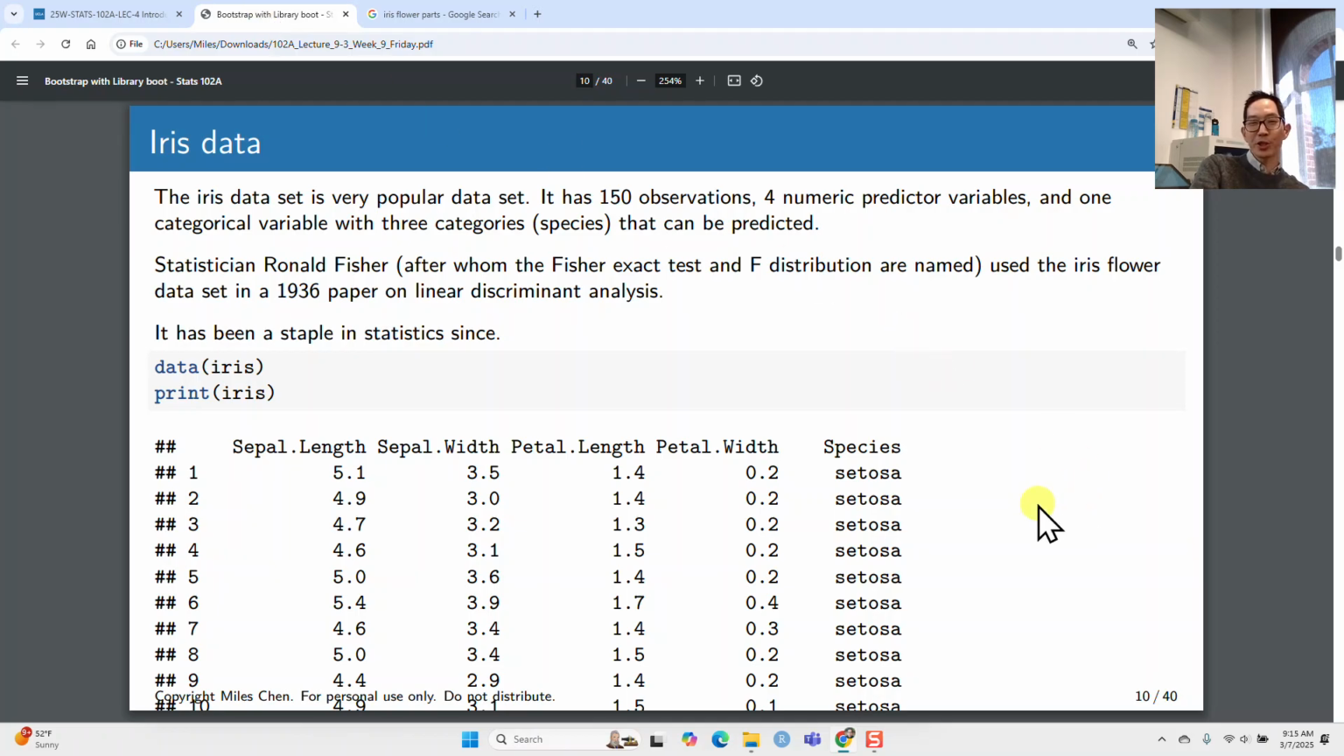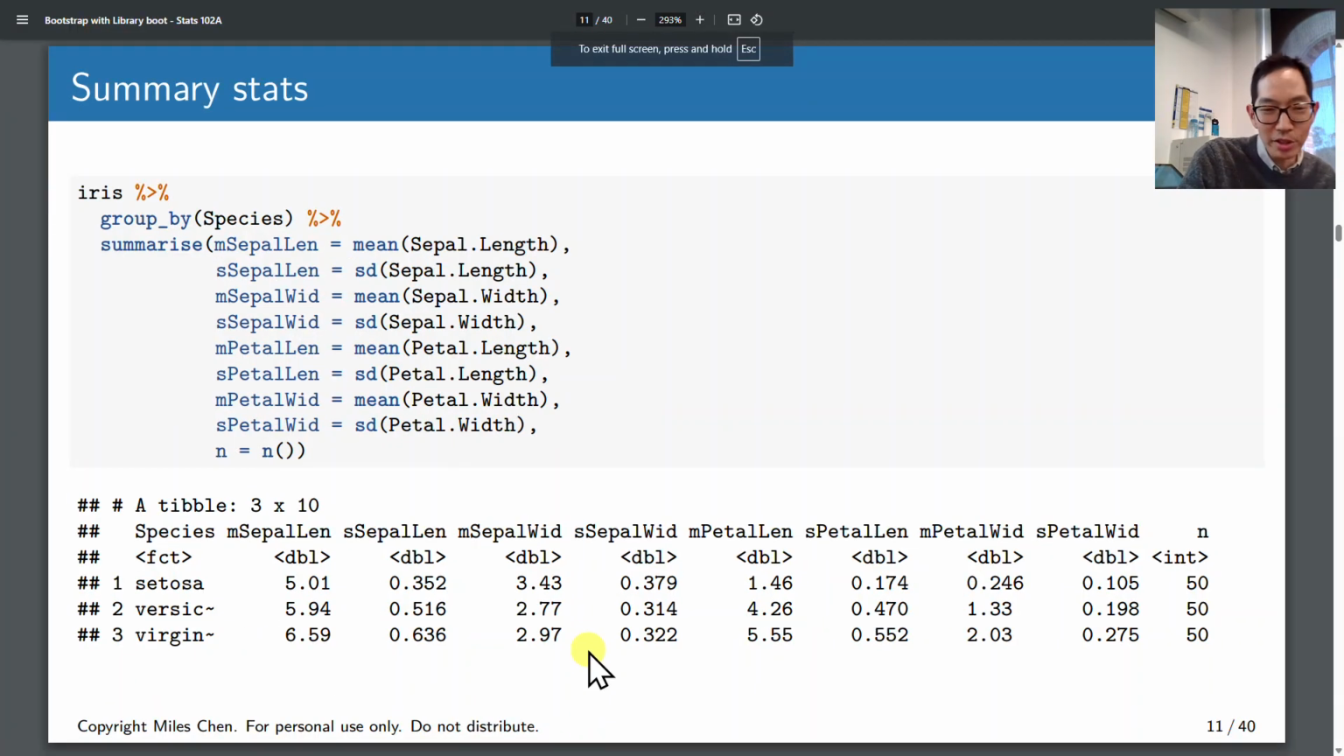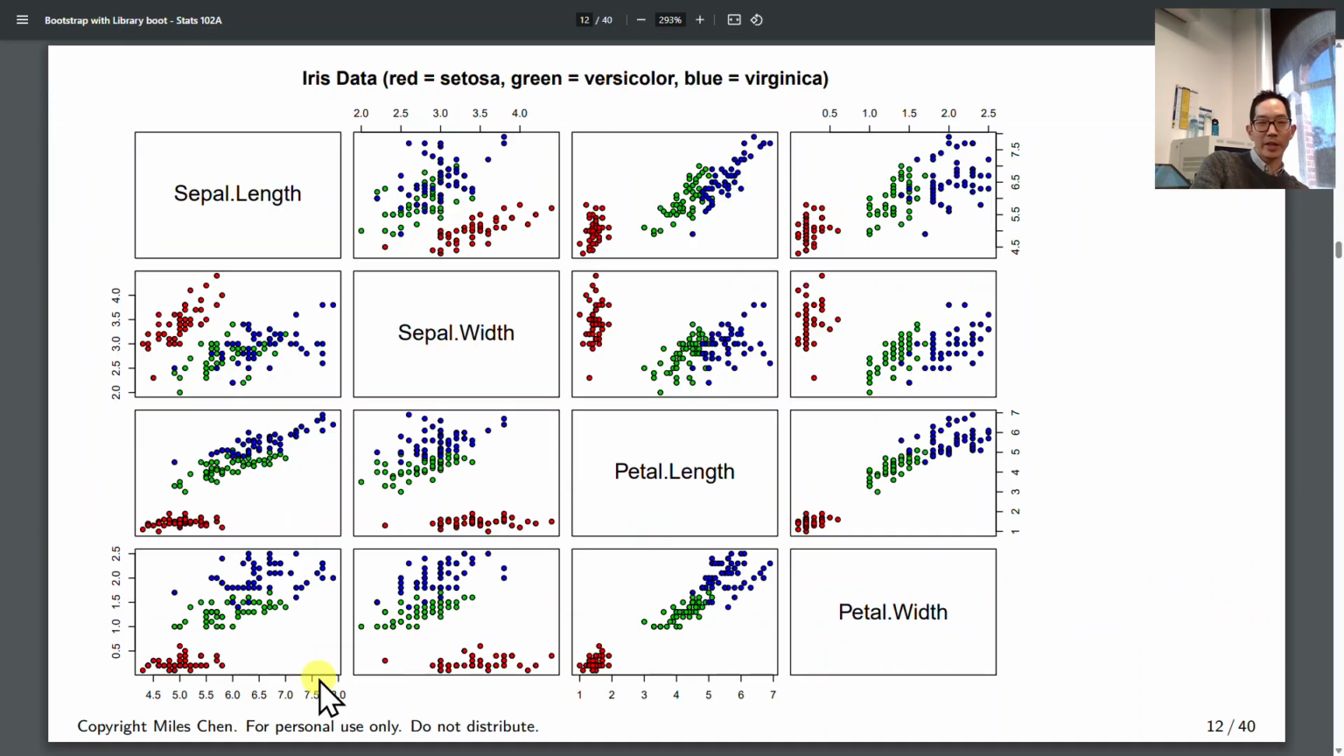And someone measured 50 Setosa iris flowers, their sepals length and width, and the petals length and width, and then the same for versicolor and virginica. And so anyway, this is kind of what the data look like. Here I did dplyr and I summarized these things on the sepal length and width and petal length and width and things like that. And here's a plot of all of these things. And yeah, we can look at, they're colored by their species. So red is Setosa, green is versicolor, blue is virginica.